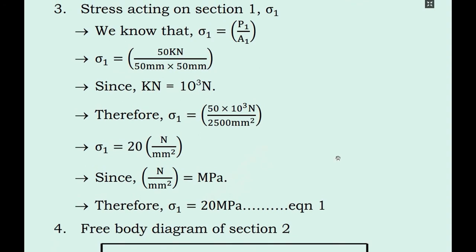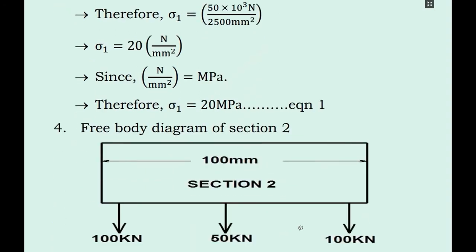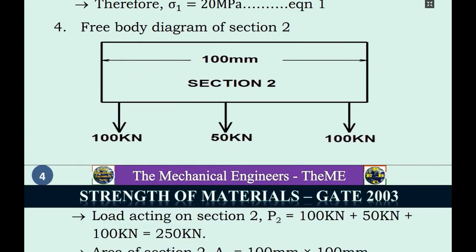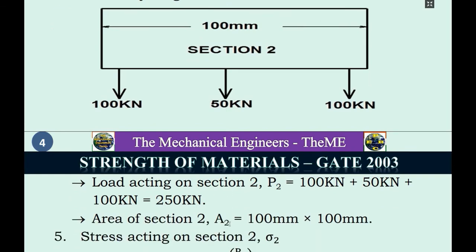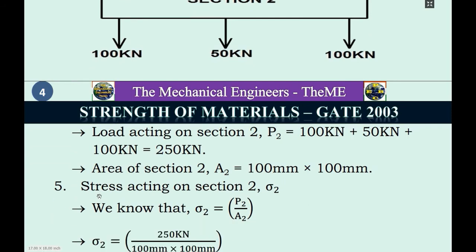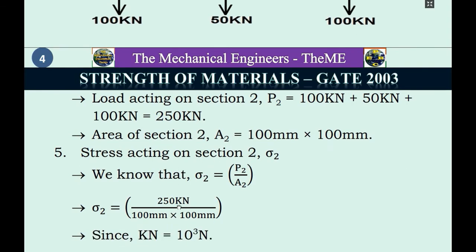Now we will draw the free body diagram of section 2. The pulling forces acting on section 2 are 50 kilonewton, 100 kilonewton and 100 kilonewton. So the total load acting on section 2, P2, is equal to 100 kilonewton plus 50 kilonewton plus 100 kilonewton, which is 250 kilonewton. And the area of section 2 is 100 mm into 100 mm. Now we will calculate the value of stress acting on section 2, which is sigma 2. The universal formula for stress is force divided by area. Therefore, stress acting on section 2 is sigma 2 equals P2 by A2.